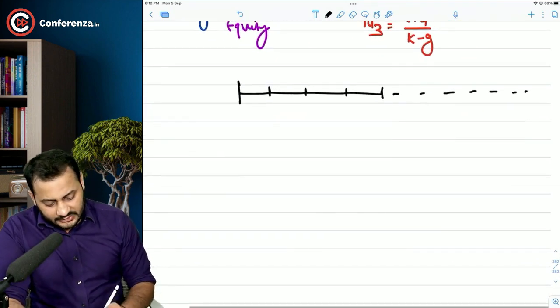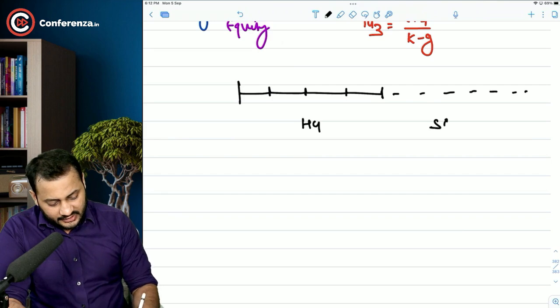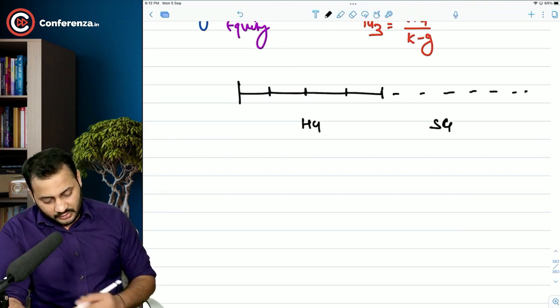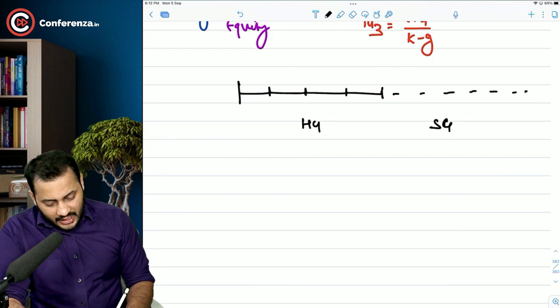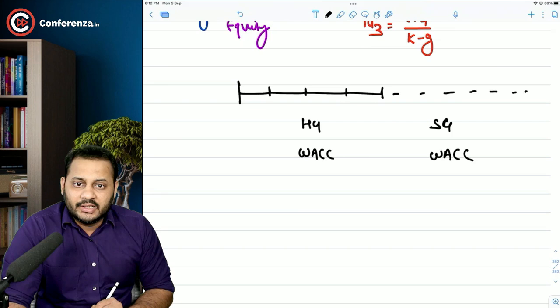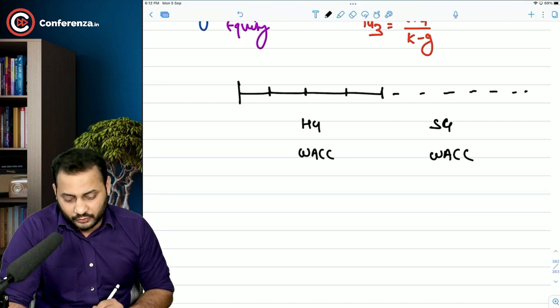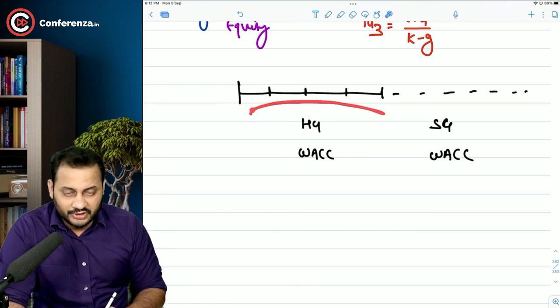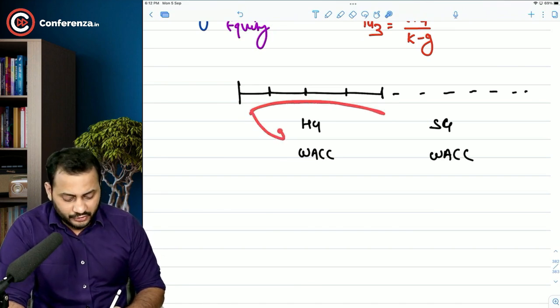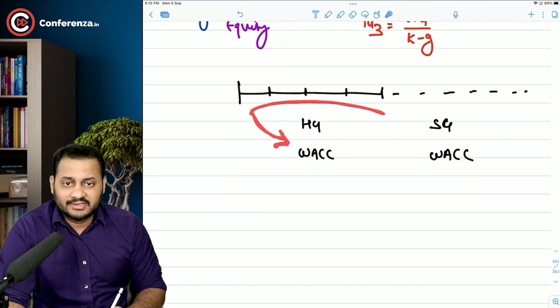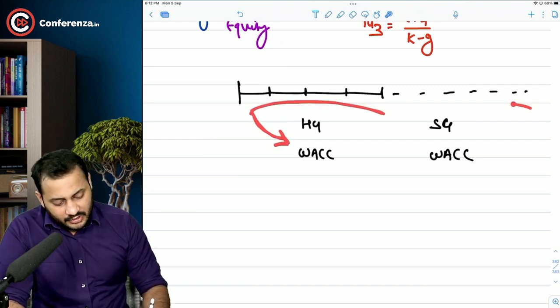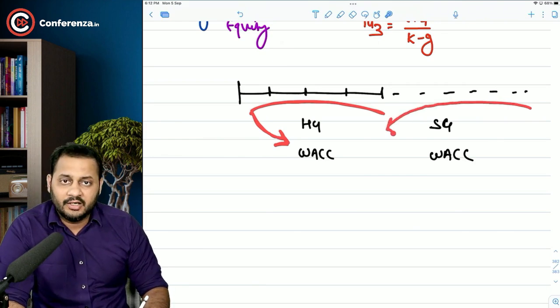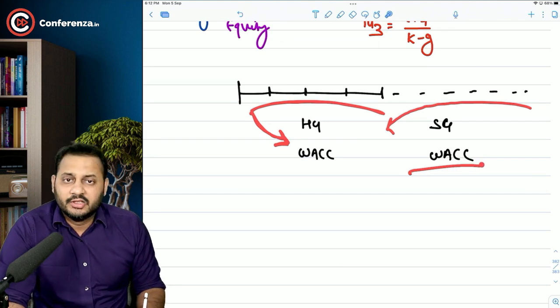Now, these 4 years are high growth. This is stable growth. Okay. Now what we are going to do, we will have two different WACC. Weighted average cost of capital to discount the cash flows. So any cash flow going from these 4 years to 0th time should be discounted at this rate. But any cash flow coming from 5th year onwards till the end of the 4th year, should be discounted with this rate.